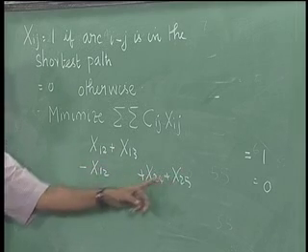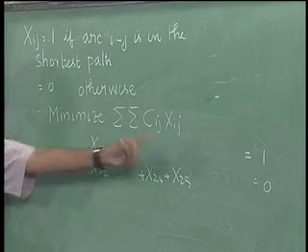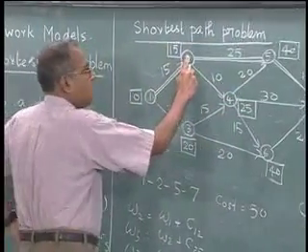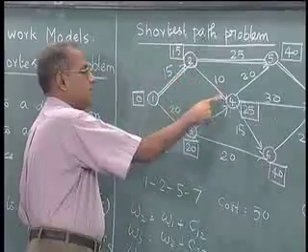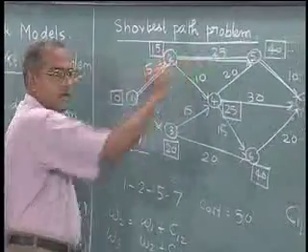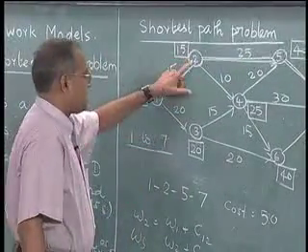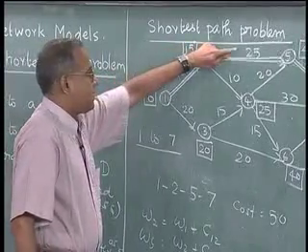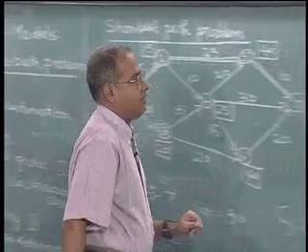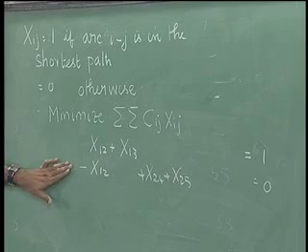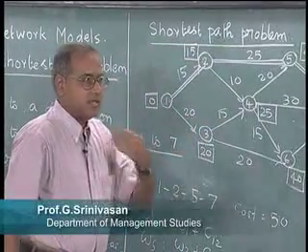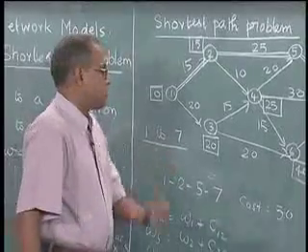So, one of them will take a plus 1, so that you get a 0. Therefore, if it enters 2 through x12, it has to leave either through x24 or through x25. Whereas, if it does not lie in the shortest path, then this will be 0. So, automatically these two will be 0, and therefore, this constraint will take care of that requirement. So, for any intermediate node, all we need to do is to model the flow balance equation. So, whatever comes in should go out.